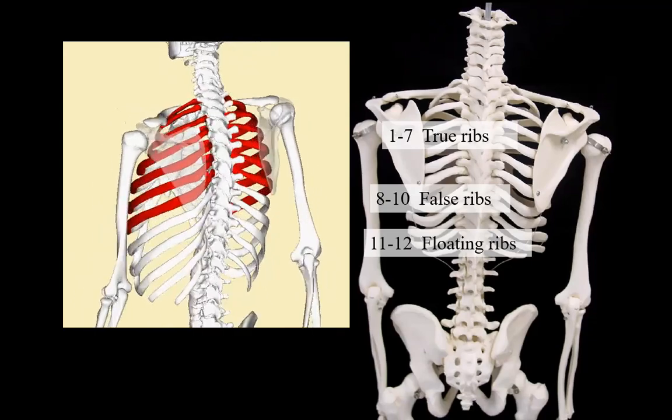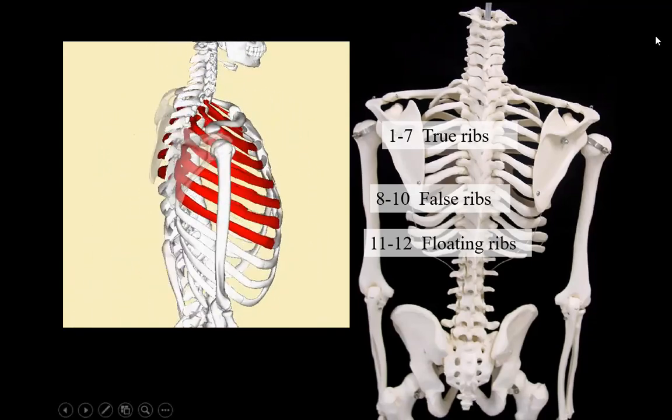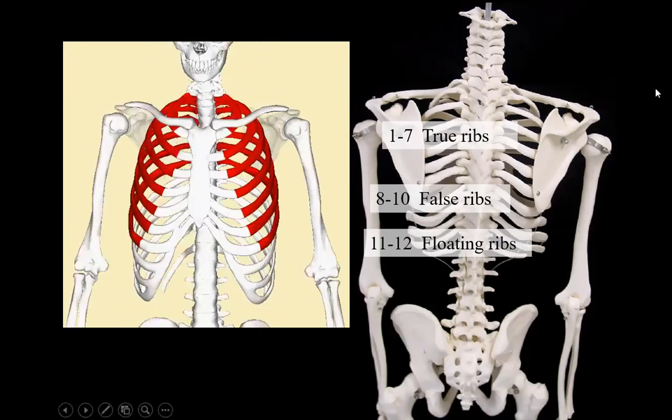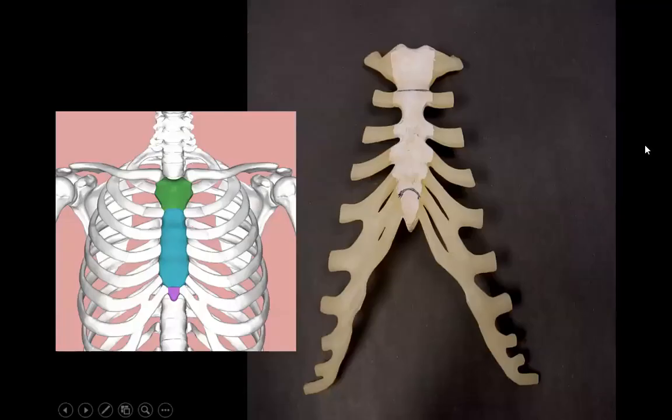So these are the 12 sets of ribs that we have. 7 true, 8, 9, and 10, 3 pairs are false, and then 11 and 12 are the floaters. Now, when they attach directly or indirectly, well, I guess directly matters. You can really see it here in this illustration.